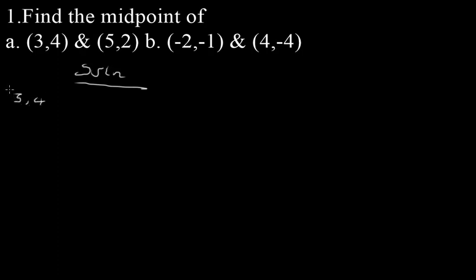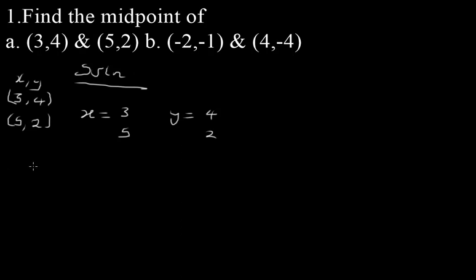We have the coordinates 3,4, and we also have the coordinates 5,2. So as I said earlier, coordinates are given in the form x, y. So the first thing that we do is we first isolate the x coordinates, and we also isolate the y coordinates. So for x we have 3 and 5, whilst for y we have 4 and 2.